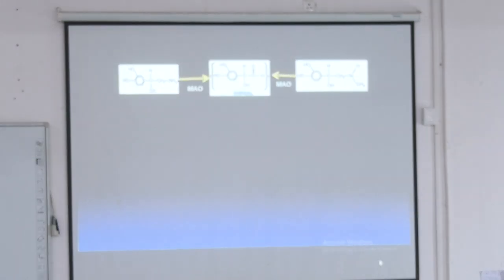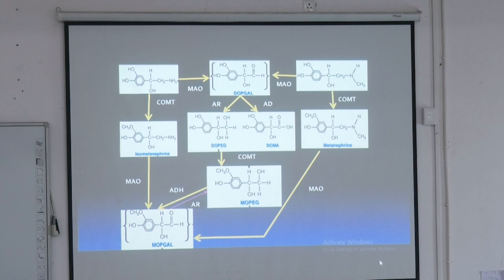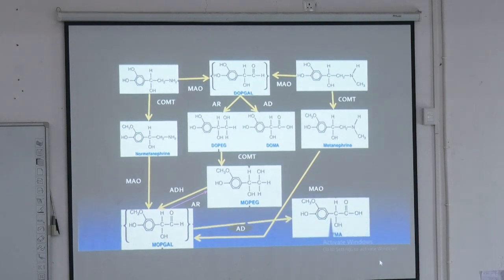Now, this is the steps of metabolism or degradation of norepinephrine and epinephrine. I am not going into the detail. I am mainly concerned with the last part, which is the ultimate metabolite of this pathway. Which one? Number 1 is obviously vanillylmandelic acid, and the other one is which one?